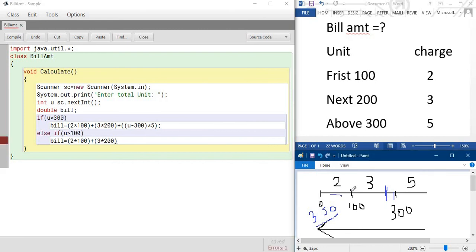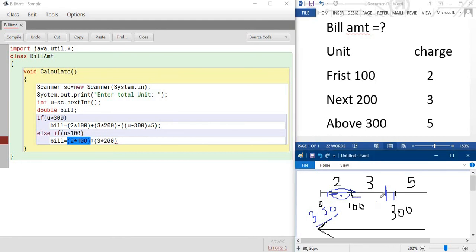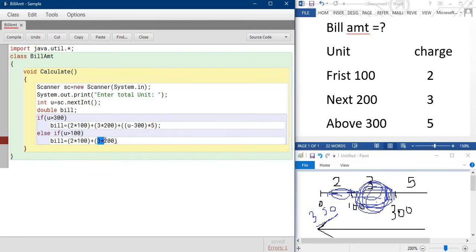So first this 100 unit rupees 2, again rupees 2, same thing. But in this case, the unit is increasing more than 100. How much more than 100? If you subtract 100 from the entire unit, you get the extra units. So again here unit minus 100 into 3.